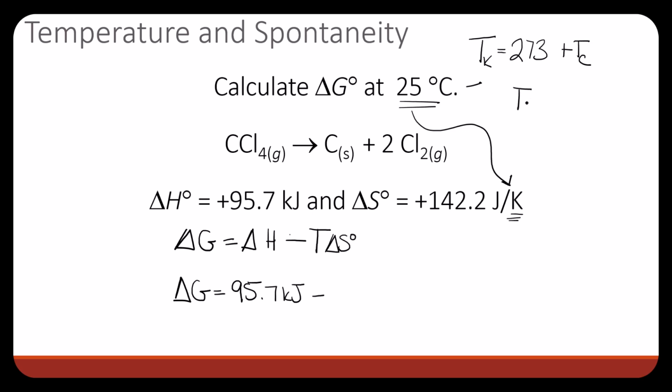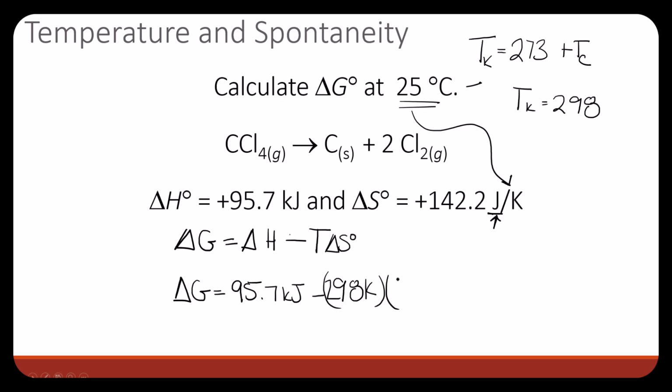The temperature in Kelvin is going to be 298. That's what we plug in here. 298 Kelvin. And then lastly, we would plug in our entropy change. But let's take a look right here. That value is in joules. In the next step, we're going to be adding this value and that one.